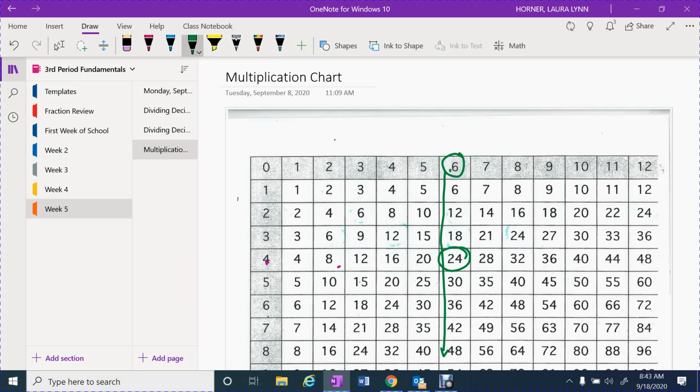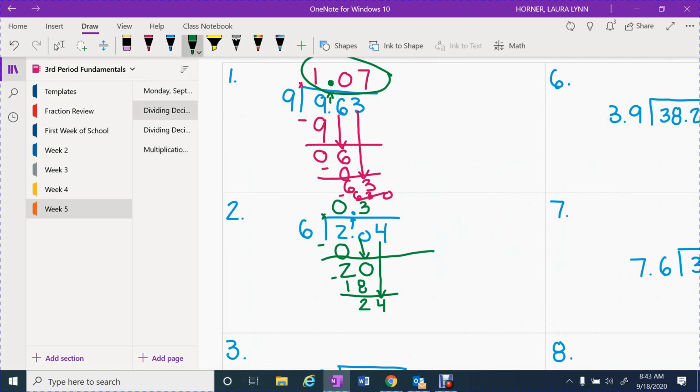How many jumps does it take us? 1, 2, 3, 4 jumps. So that means 6 times 4 is 24. So at the top of our house, we write 4. That's how many jumps it took us. Where we landed was 24. 24 minus 24 is 0. So our final answer is 0.34.